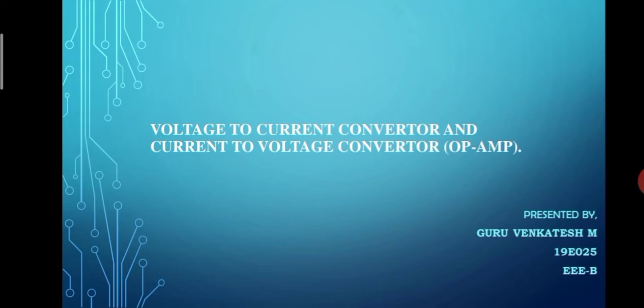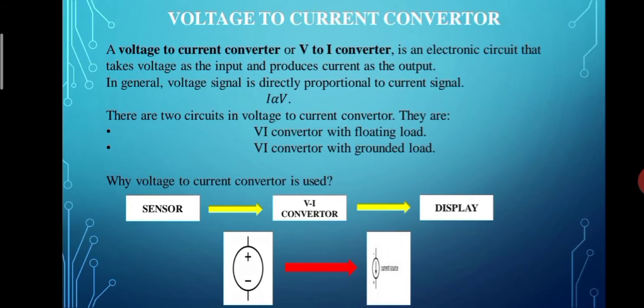In this lecture, we will understand how to design a voltage to current converter and a current to voltage converter using an operational amplifier. In general, what is a voltage to current converter? A voltage to current converter is an electronic circuit that takes a voltage as input and produces a current as output. It is an example of a voltage controlled current source.